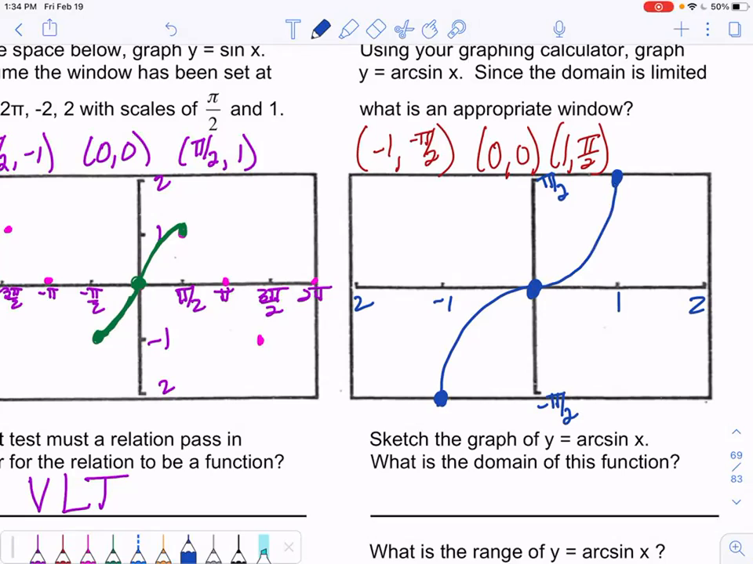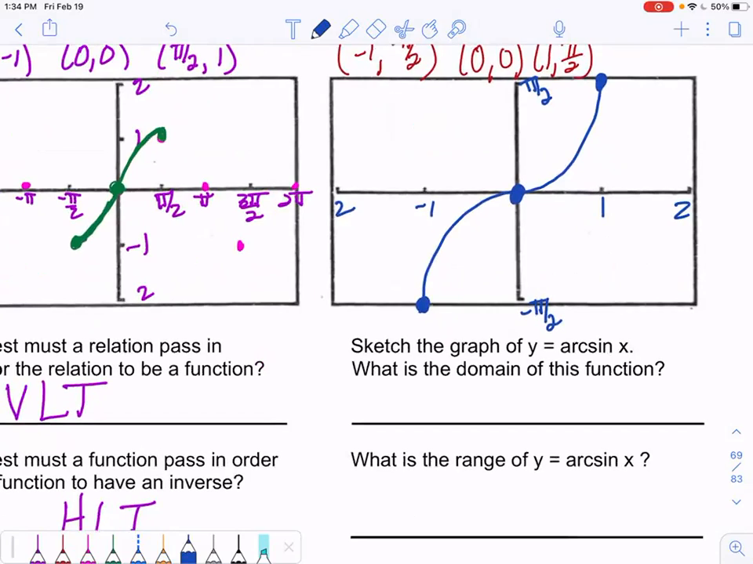So inverse functions, if I have a function and its inverse, the two graphs should be a reflection of each other over the line y equals x. Questions on any of that? So Zach, answering the questions below, what is the domain of this inverse graph? And the range of the inverse graph is?